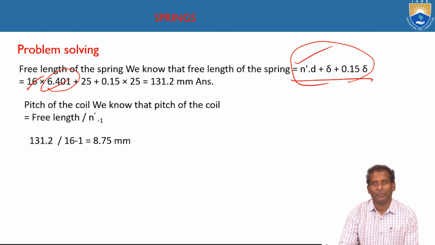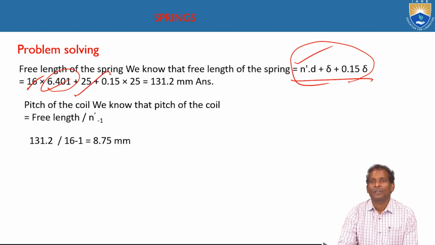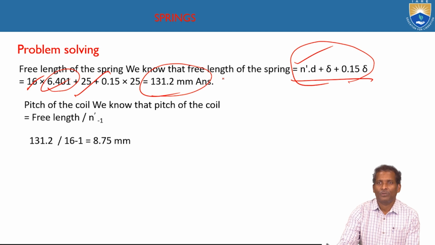Standard wire diameter plus deflection, given 25, and 0.15 multiplied with 25, we will get 131.2 mm.